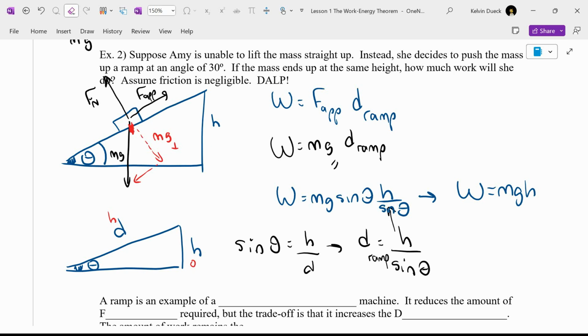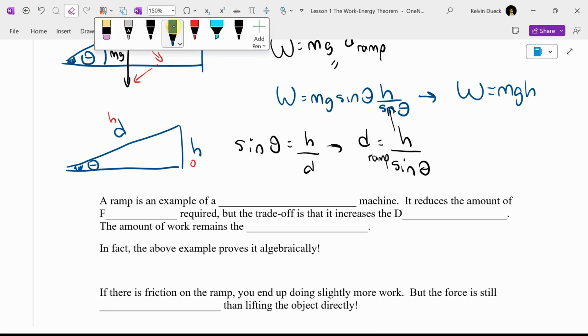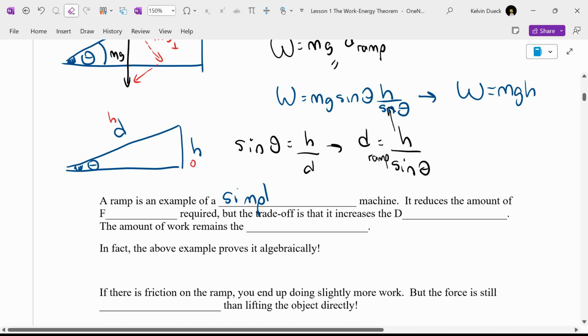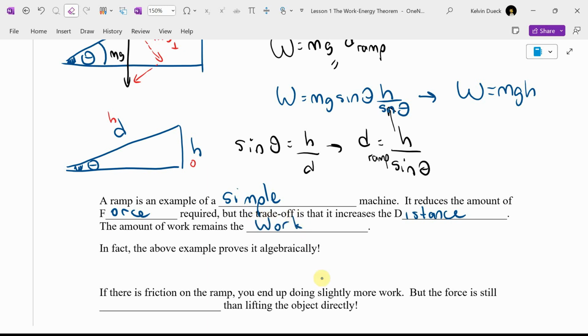By the way, this ramp is an example of what we call a simple machine. What's a simple machine? It's some device that says, how much work do you need to do? Oh, you can't apply the force? We'll increase the distance, reducing the force. It reduces the amount of force required, but the trade-off is it increases the distance. You still do the same amount of work. And in fact, we just proved it algebraically that a ramp will do the same amount of work. But as distance gets bigger, the force gets smaller. Joe, you just got to push it for a further distance, but you don't have to push as hard.